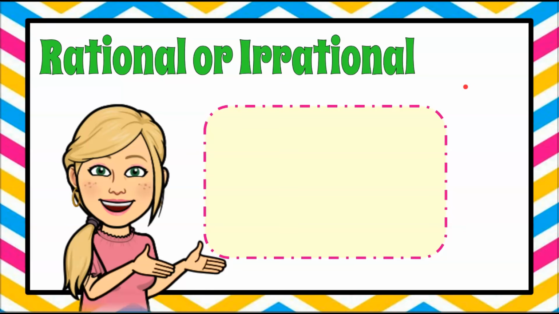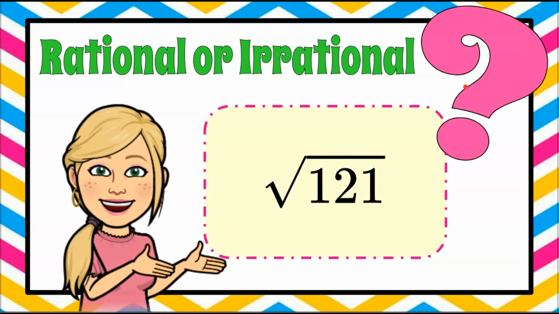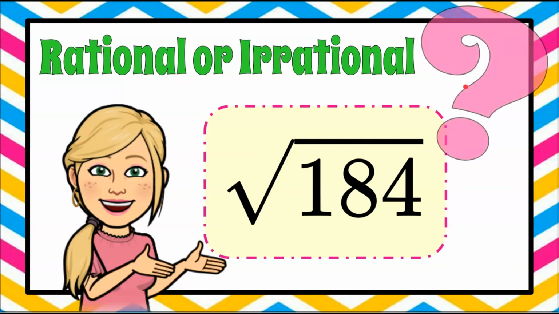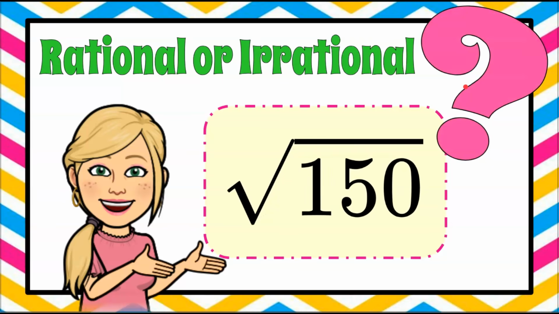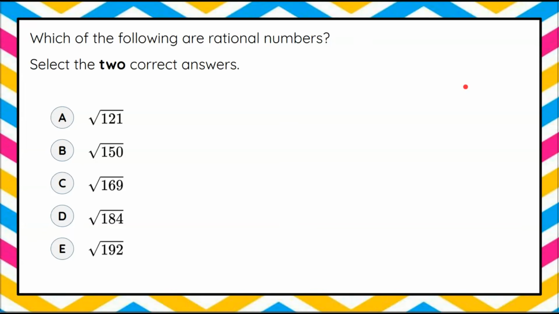It's the magic of math here, and today we're talking, is it rational or irrational as we consider different square root values? So we're going to examine a list of square root values and determine which ones are rational. Here's our question. We're asked which of the following are rational numbers, and we're going to select the two correct answers from this list of 5 square roots.